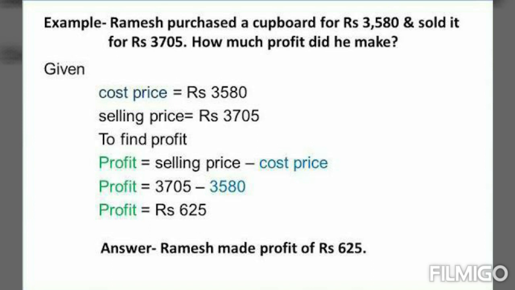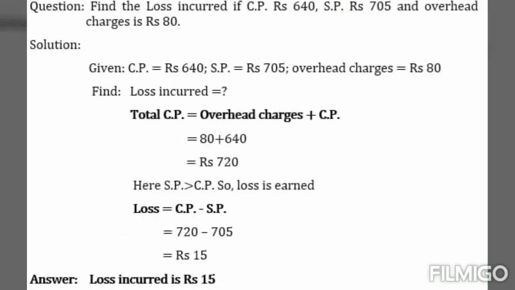Selling price is equal to 3,705. Here we can see the selling price is greater than the cost price. Therefore, he earns profit, and profit is equal to selling price minus cost price. Means 3,705 minus 3,580 is equal to 625. Now let's proceed with the next question.